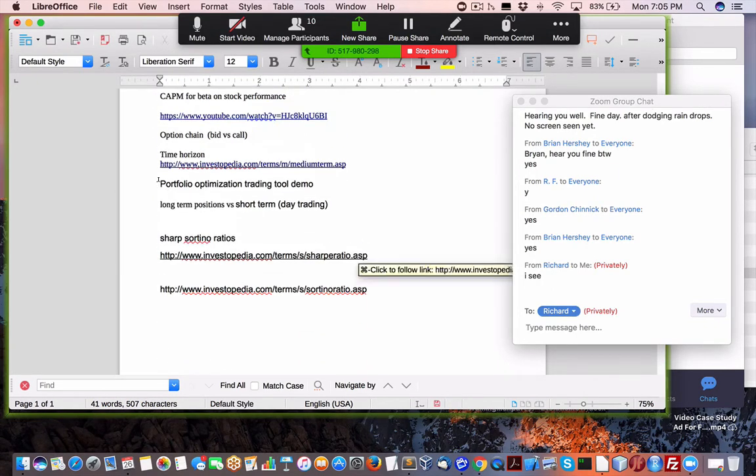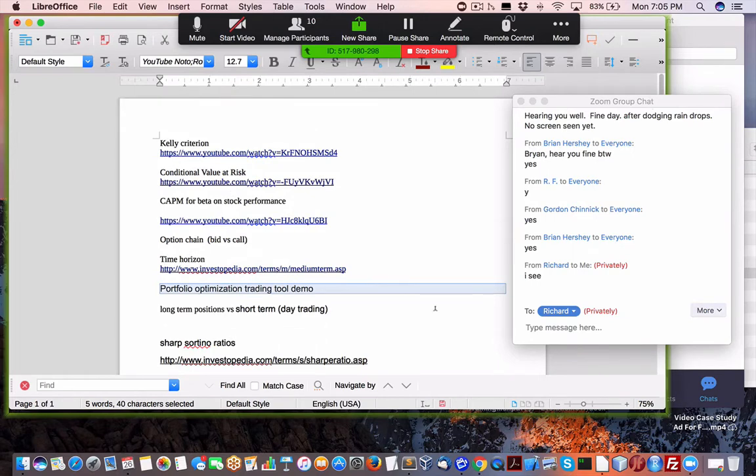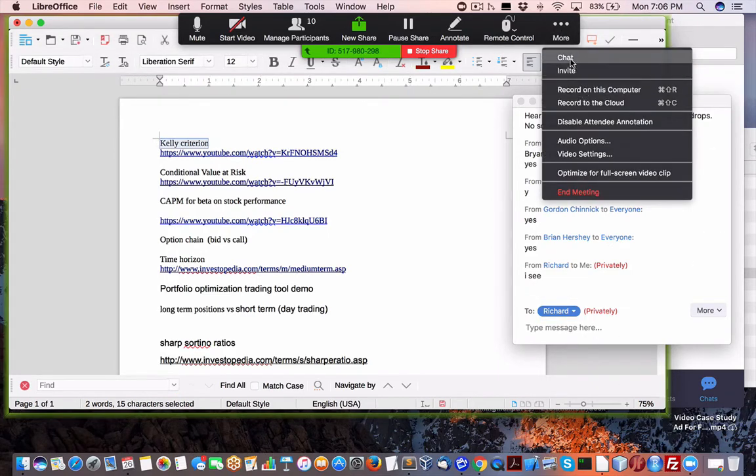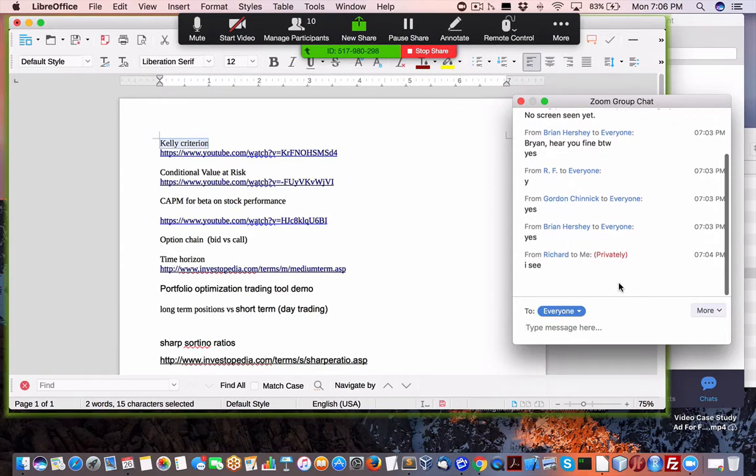And also we're going to talk about portfolio optimization, long-term position holding versus short-term, which is really day trading. We're going to talk about some of the ratios, Sharpe and Sortino ratios. Cool. Okay, so let's talk about the very first one, Kelly criterion. And as I go, I'll update the chat box with a variety of links.